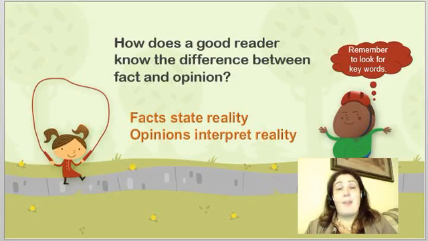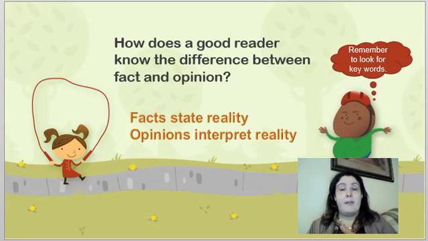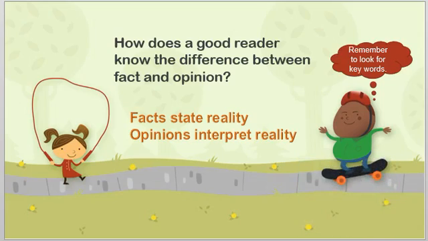Let's wrap things up by asking ourselves the essential question. How does a good reader know the difference between fact and opinion? A fact is a true statement. It states reality in what's happening. An opinion gives us someone's ideas, thoughts, and feelings about reality. Don't forget to look for key words like bias words and qualifying words when determining an opinion and how it's different from a fact.